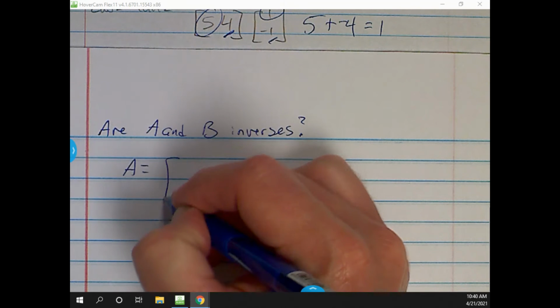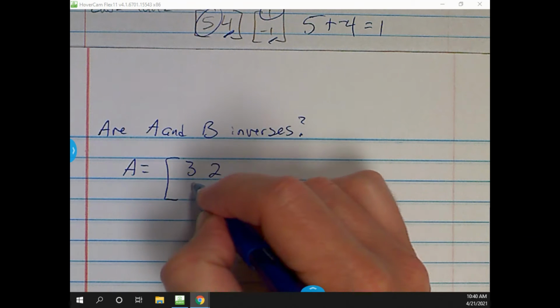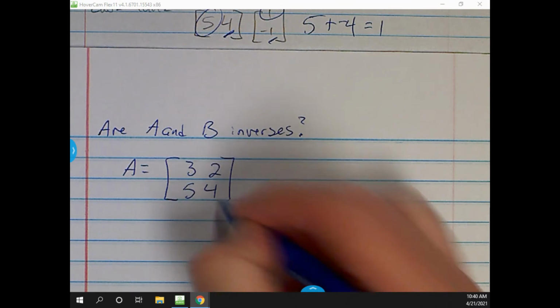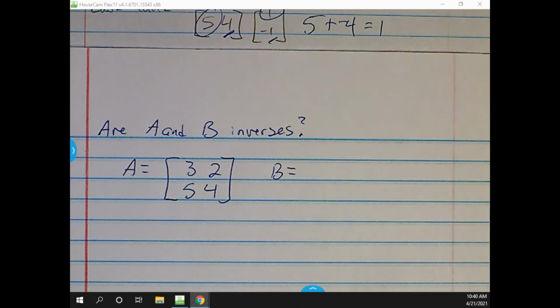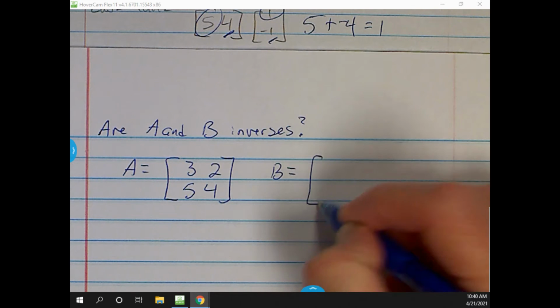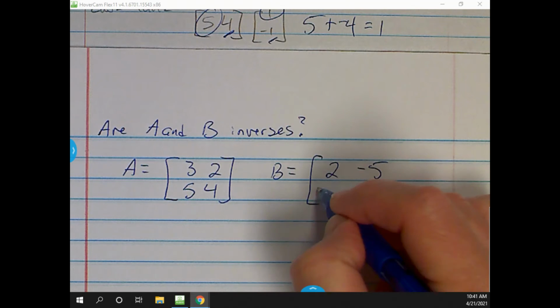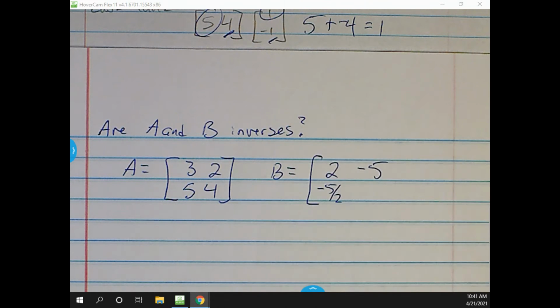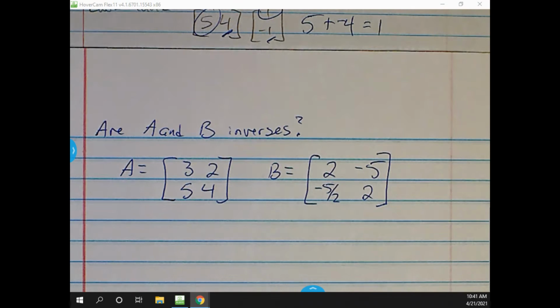This time we'll go matrix A will be 3, 2, 5, 4. And for matrix B, let's go with 2, -5/2. Throw a fraction at you just so you see what happens here. And then 5, -5 and 2.